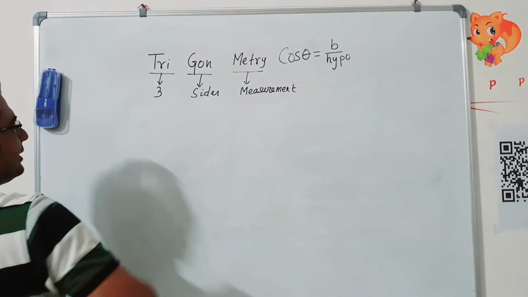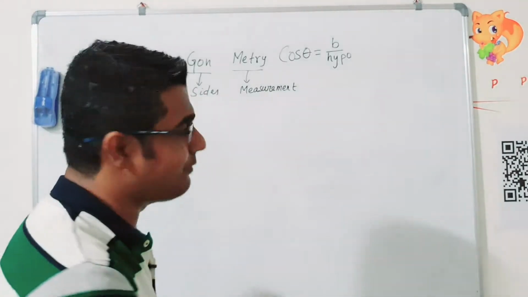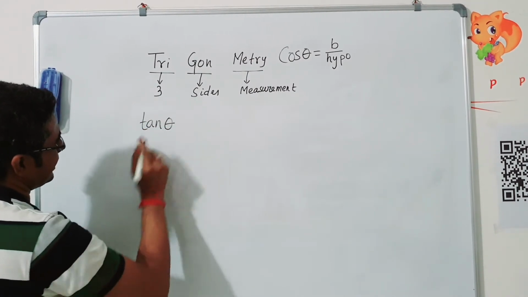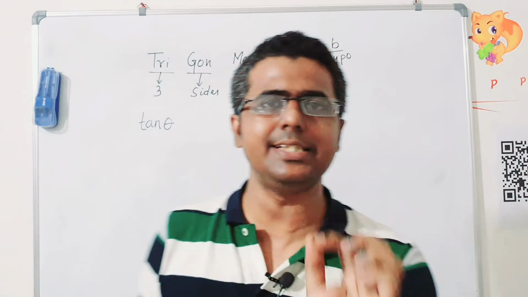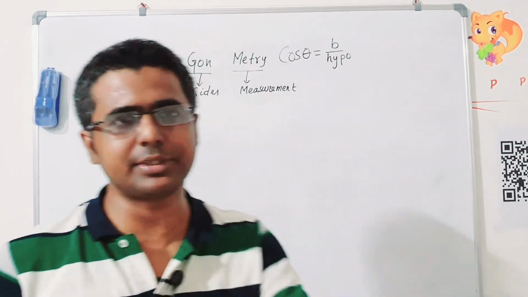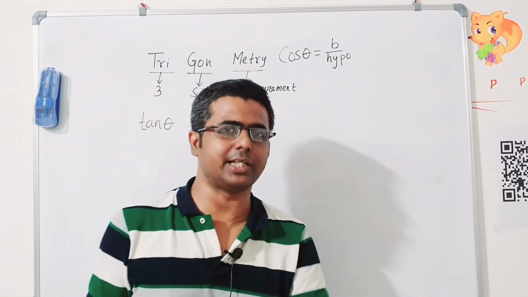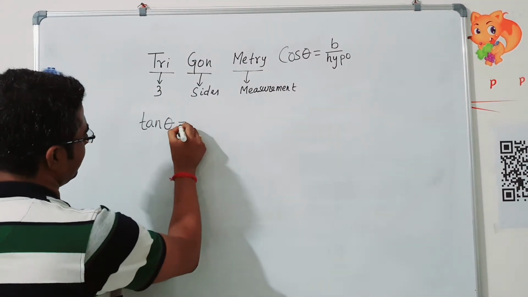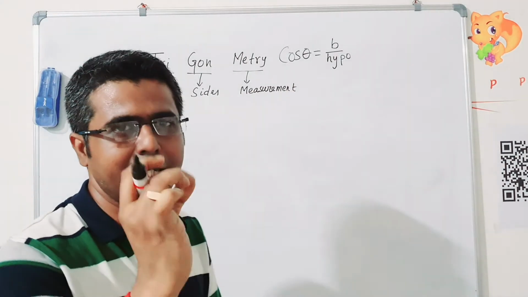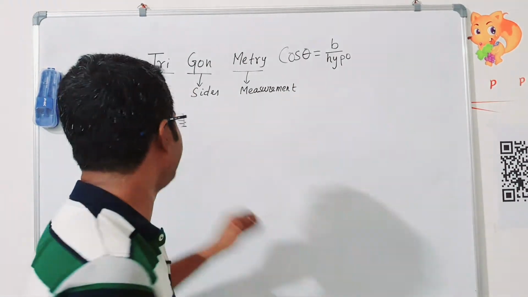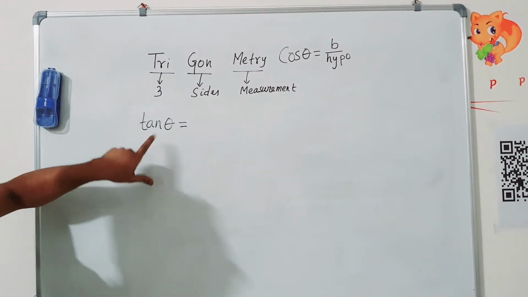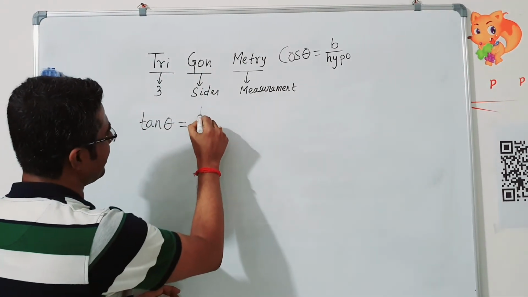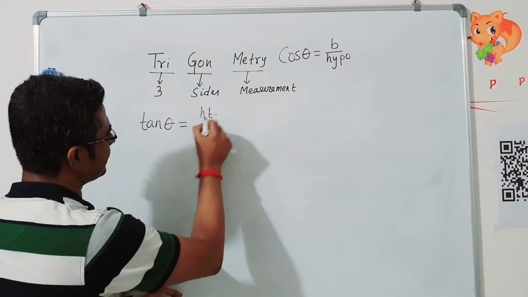So other than this, there is another very important trigonometric function, that is tan theta. It is the short form of tangent theta. This comes from nothing other than the tangent of a circle. Later on you will understand this. At this moment, as you don't know tangent, I cannot explain, but later on I will definitely explain how tan theta is derived from the tangent to a circle. So tan theta is nothing but height by base.